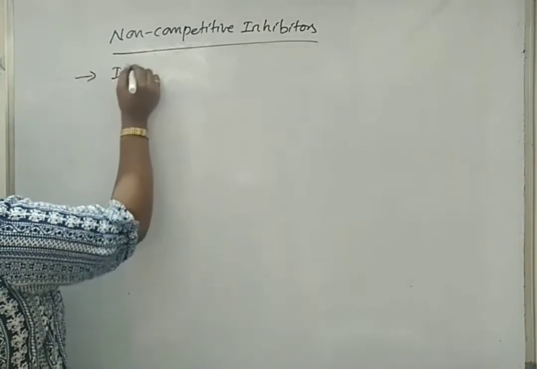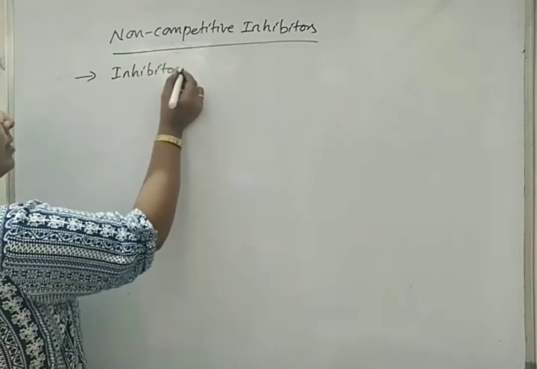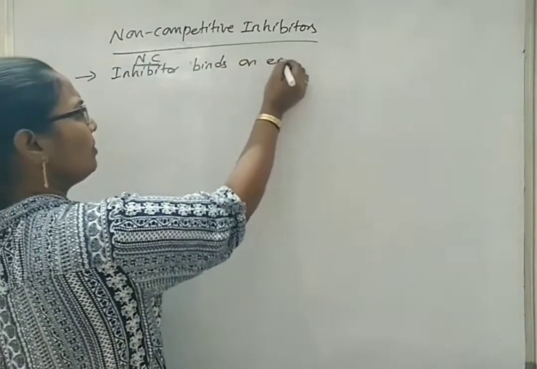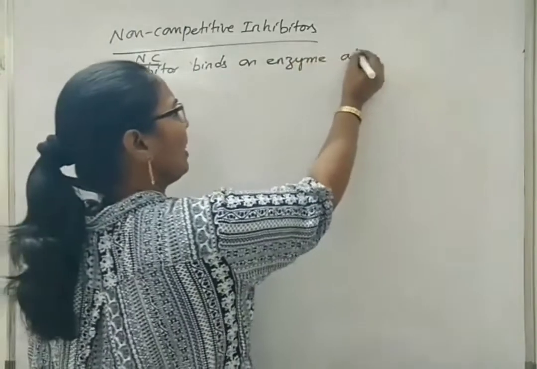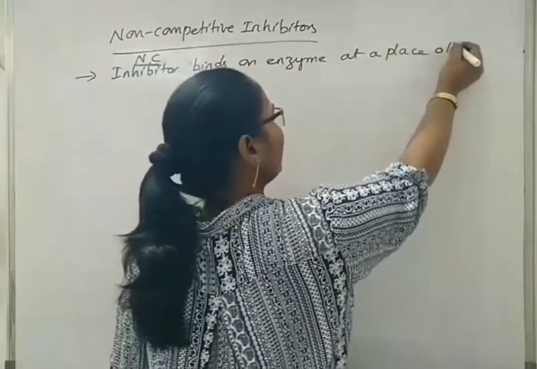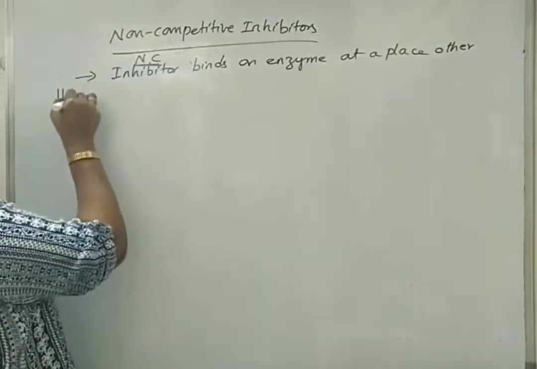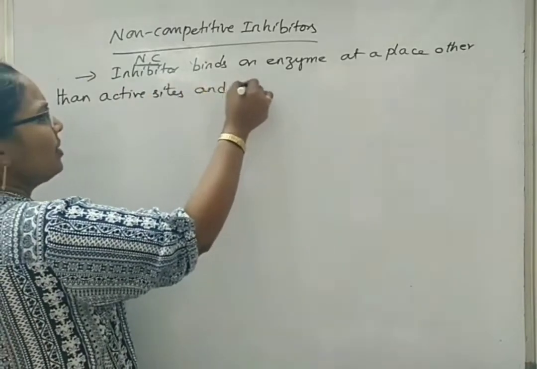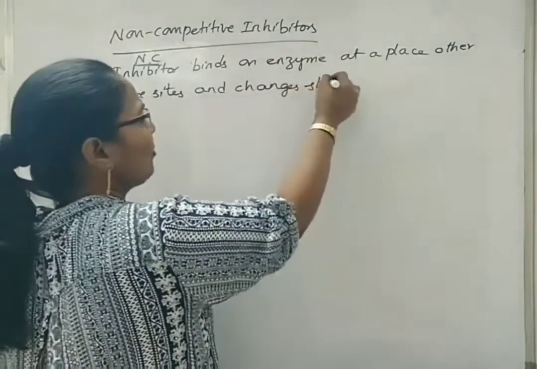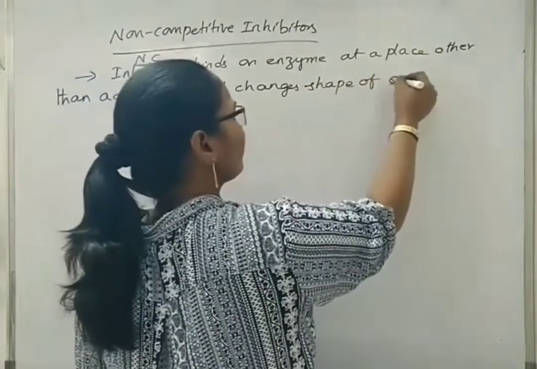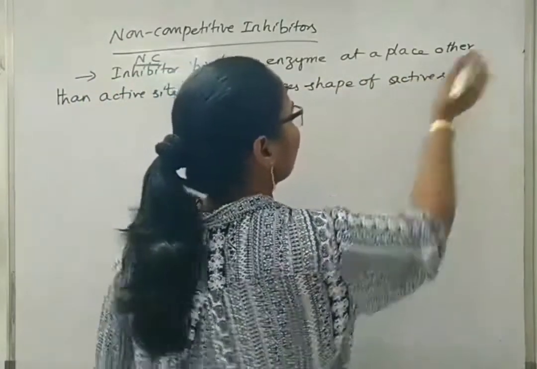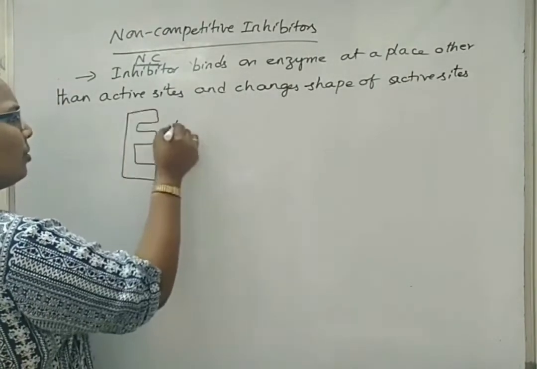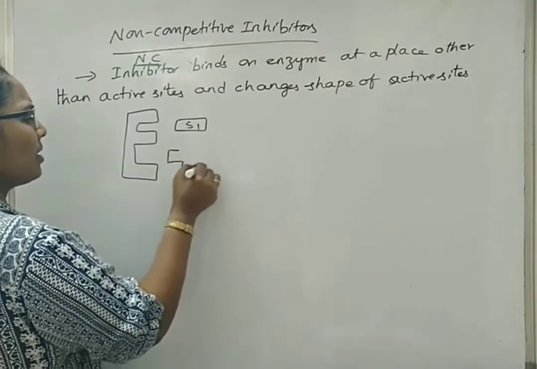Here, non-competitive inhibitor binds on enzyme at a place other than active sites and changes shape of active site. If we diagrammatically represent this one, so here will be the substrate S1, other substrate S2.